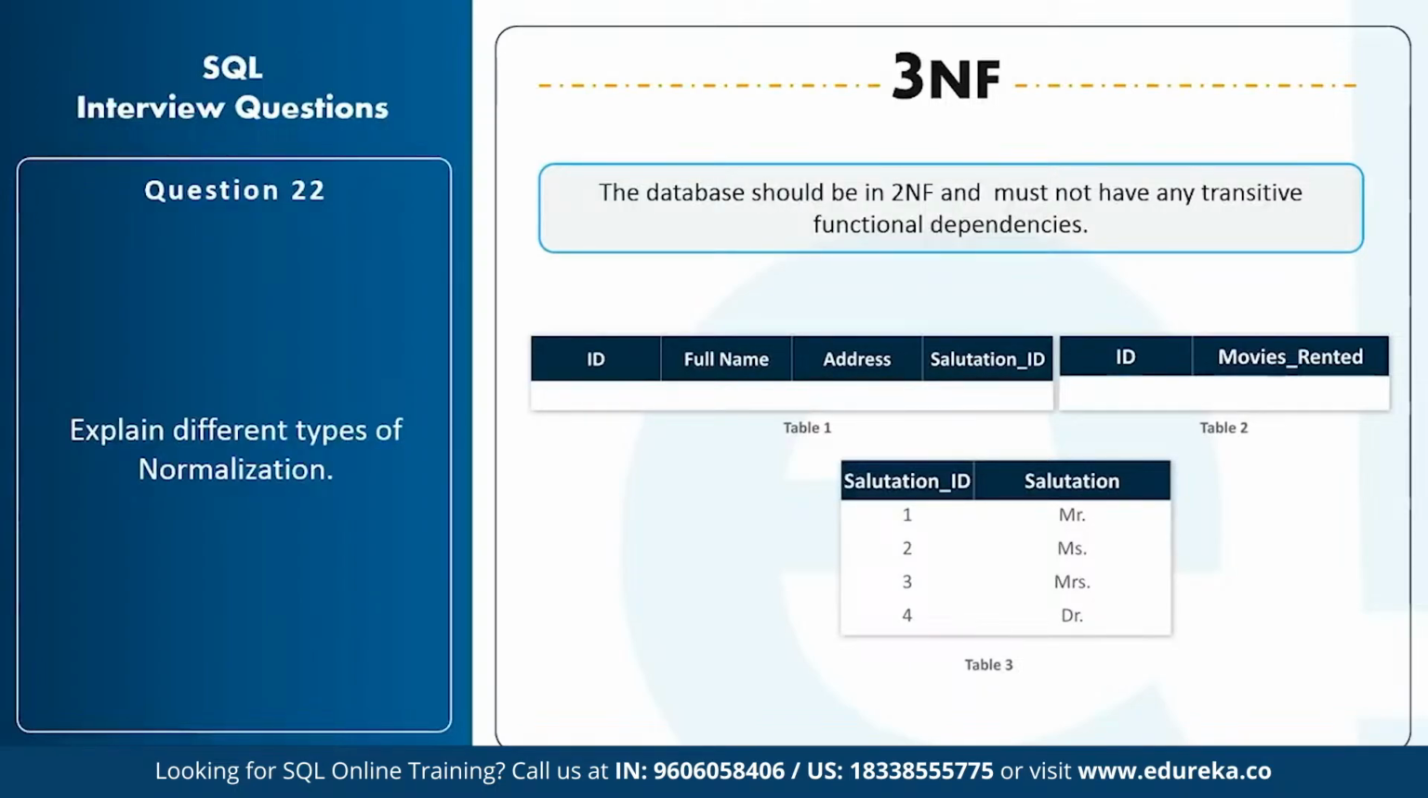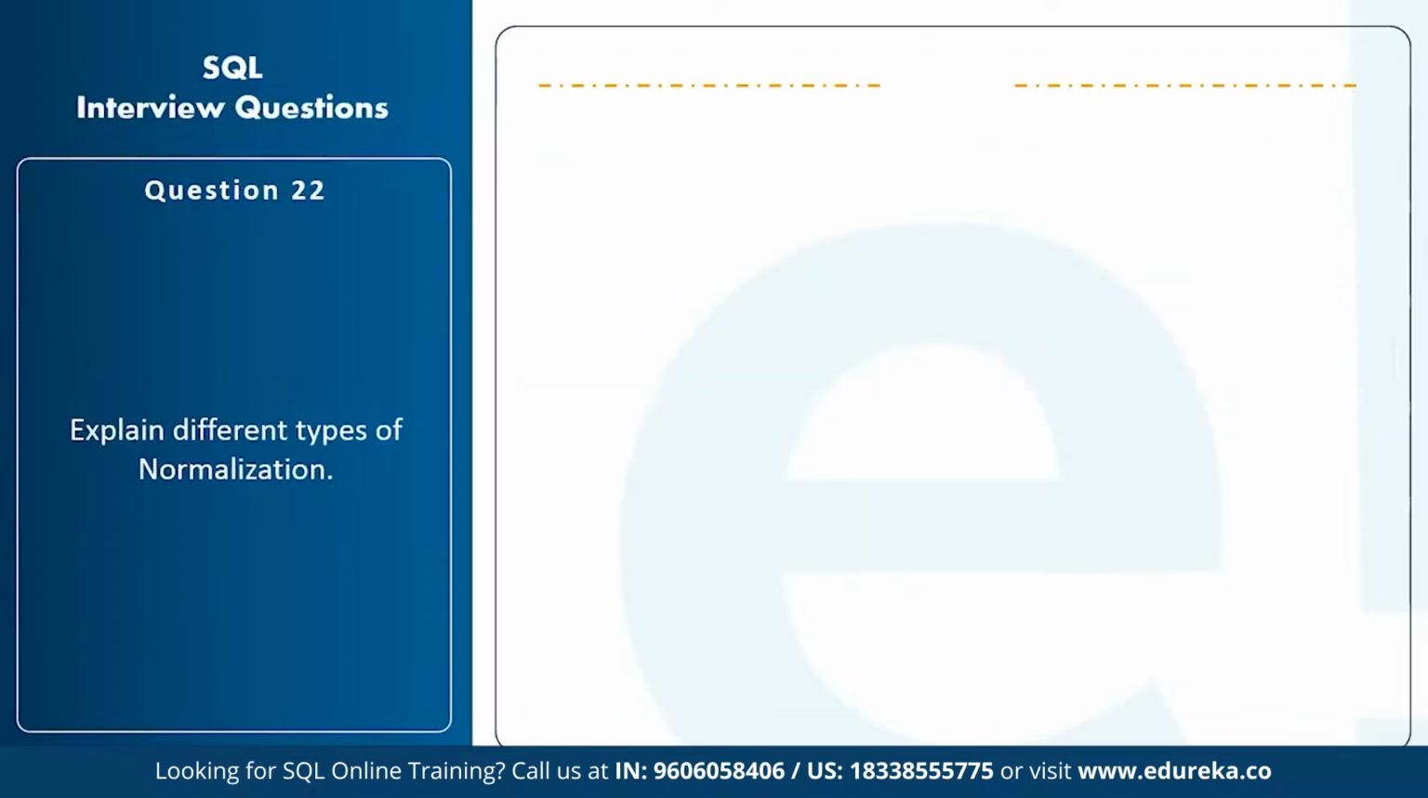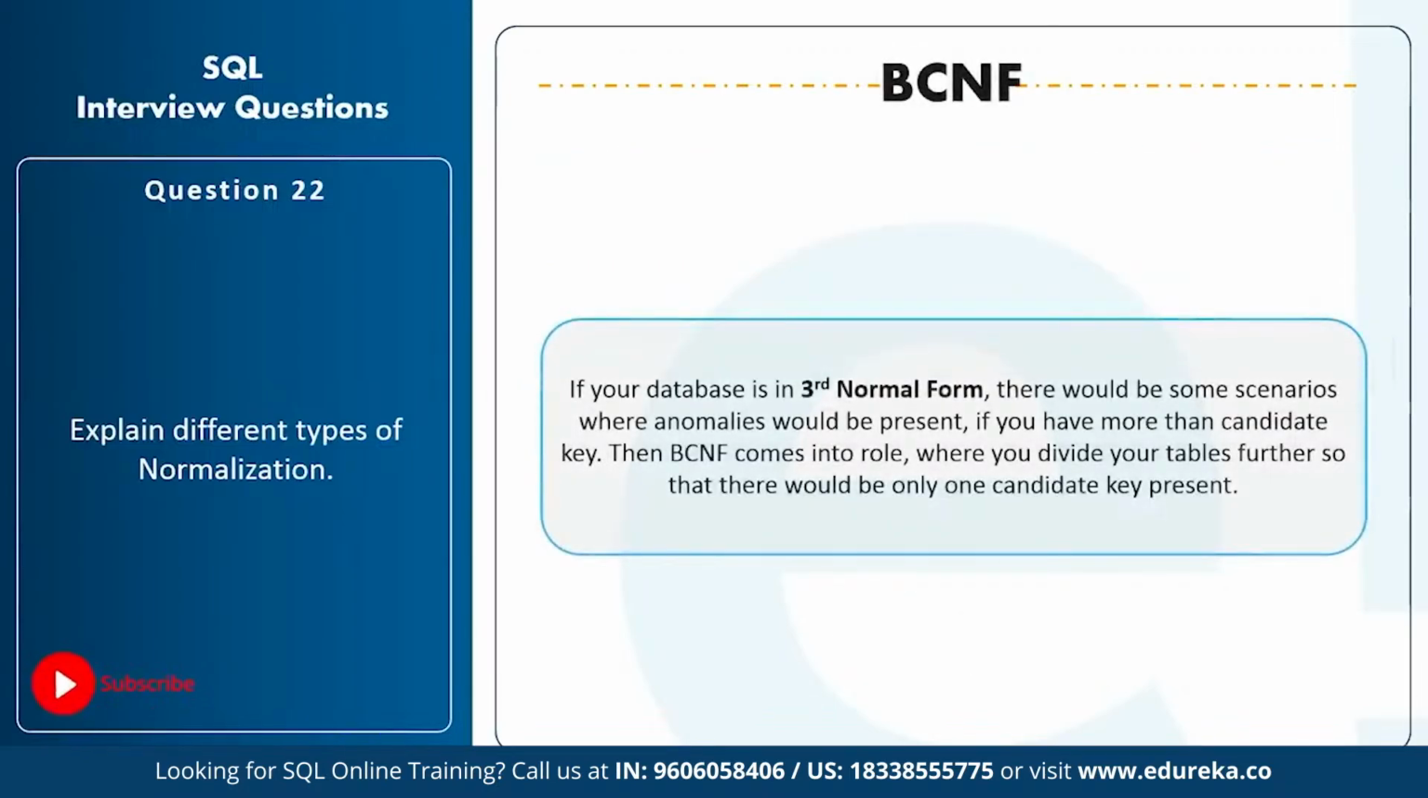Well, guys, with this, we come to the end of this particular example: our table has been completely normalized and the highest normal form available for this particular table is 3NF. Now, moving forward to the final type of normalization, that is BCNF. If your database is in 3rd normal form and there are some scenarios where anomalies would be present, and if you have more than one candidate key, then BCNF comes into play when you further divide your table so that there is only one candidate key present.